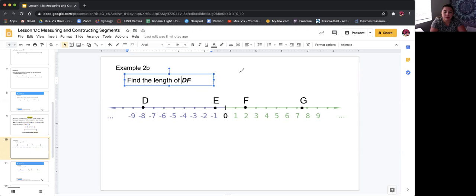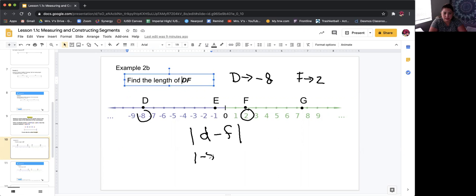And what is the placement value of D? Well, D is -8. And what is the placement value for F? Well, F is at +2. Okay, so we're going to take the absolute value of D minus F, or vice versa. If you want to flip them around, I'm going to go ahead and keep them like that. And we know that D is -8 minus my placement value for F, which is 2.